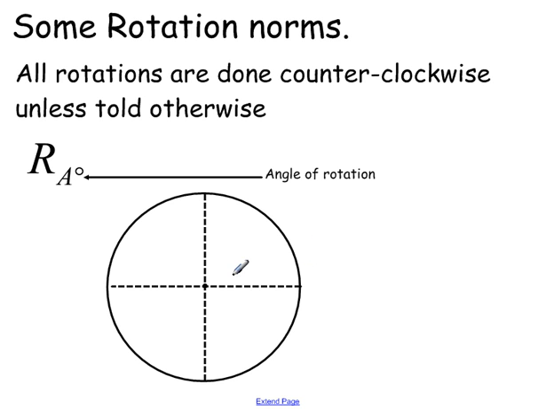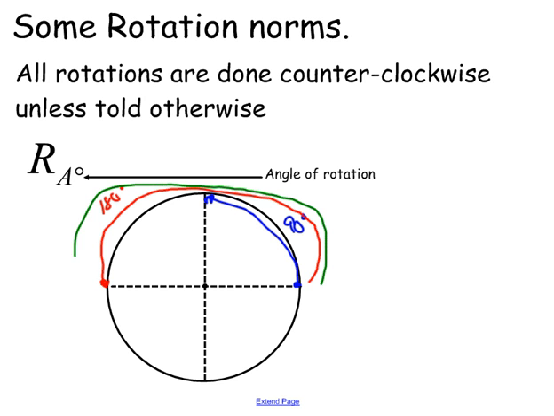Okay, now you also need to know the following. Say we start off here, you need to know that from here up to here is 90 degrees. And from here to here, up to this point over here, is 180 degrees. And then lastly, you need to know that from here up to this point over here is 270 degrees. And then of course a full circle is 360 degrees.